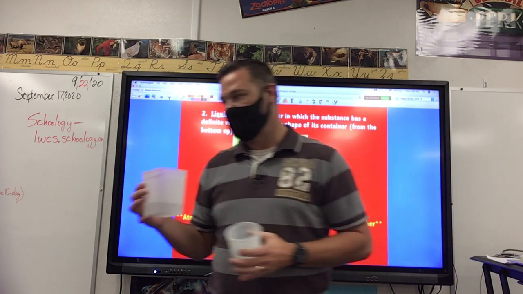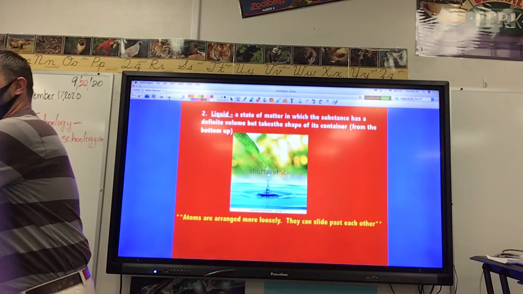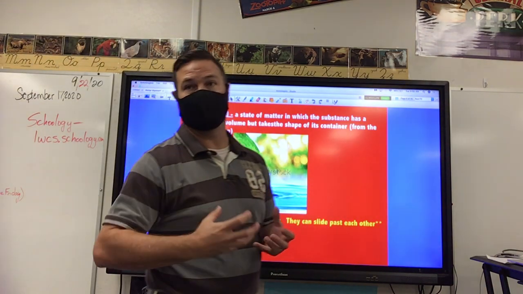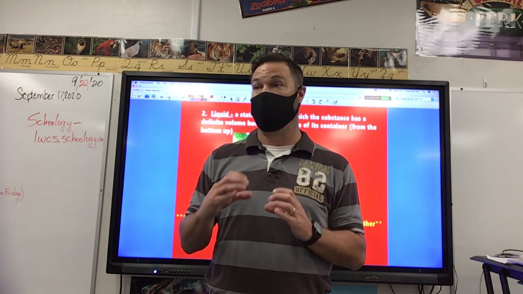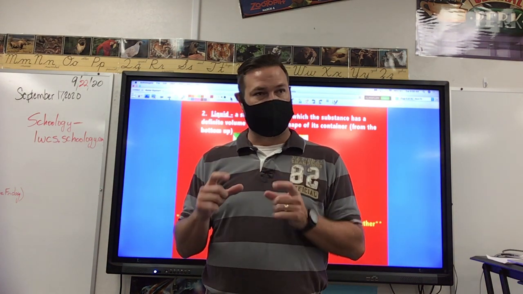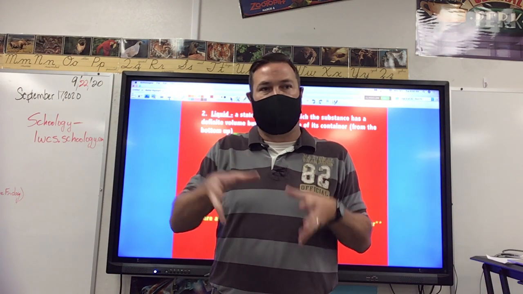So liquids take the shape of their container. It's still the same amount of liquid. I didn't add any liquid to it. I didn't take any liquid from it. The volume was the same, but the shape changes depending on where I put it.